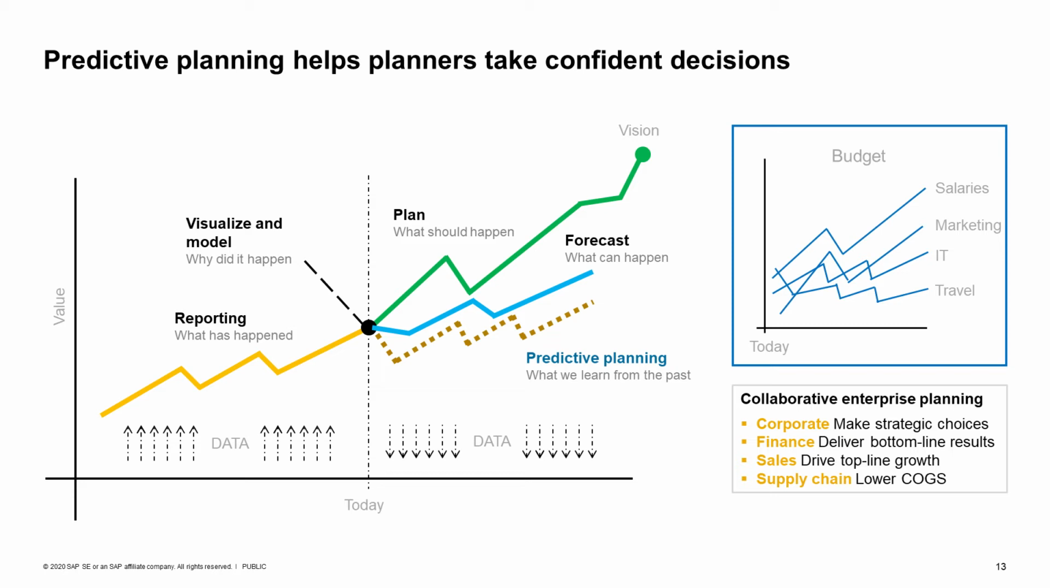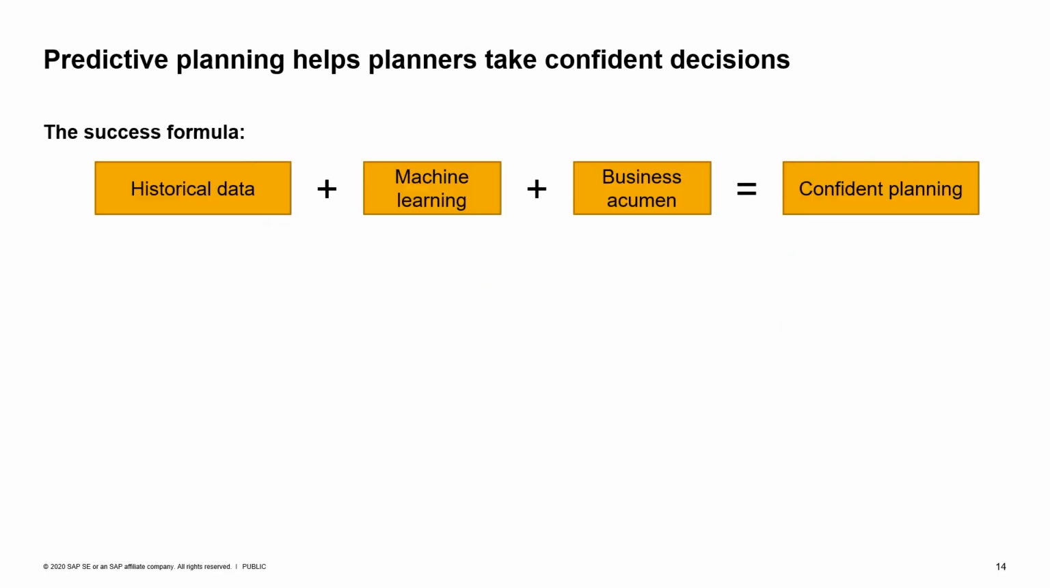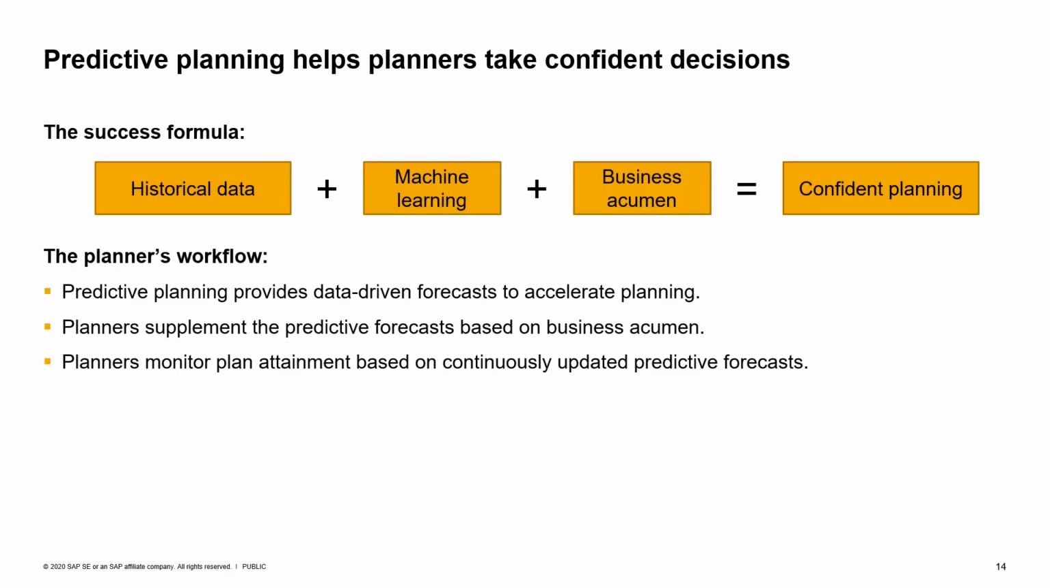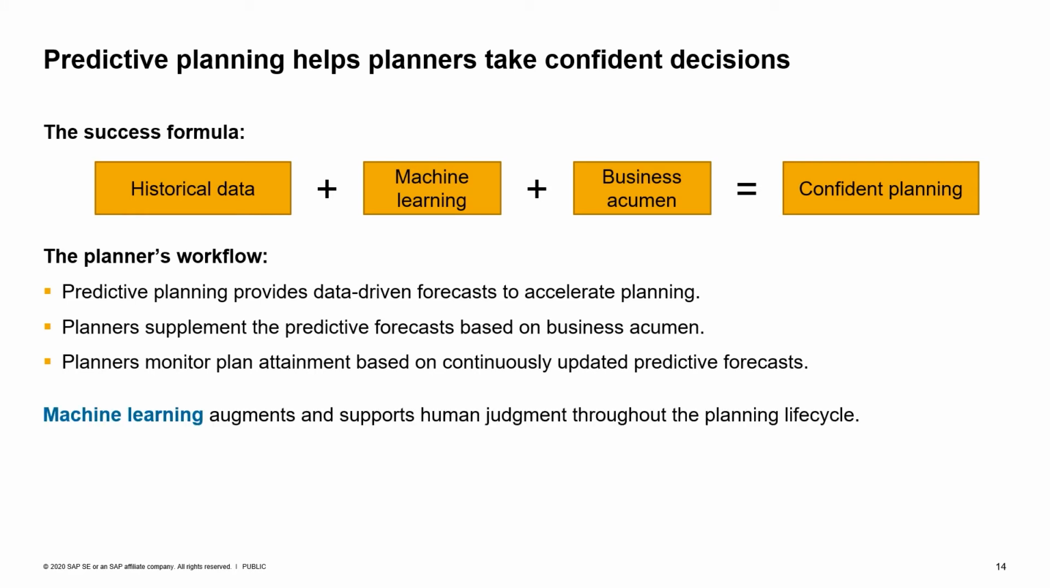It predicts the most likely evolution of KPIs based on what we learned from the past. Ultimately, predictive planning is helping our planners, our SAP Analytics Cloud planning customers, to take confident decisions. The success formula for predictive planning is simple. It needs historical data over the past years or months, actuals, and these actuals will be used to create the predictive forecasts.